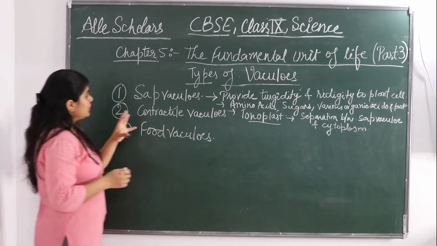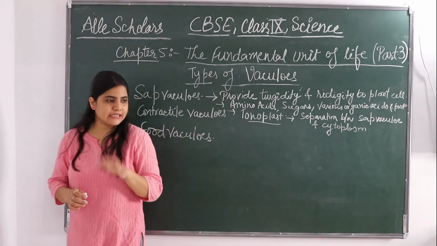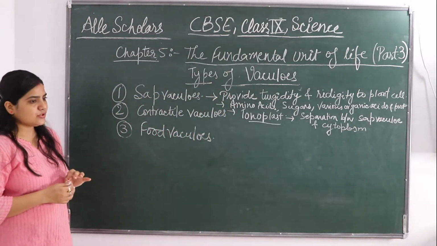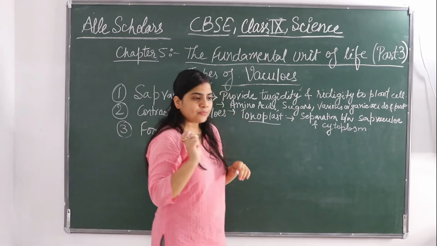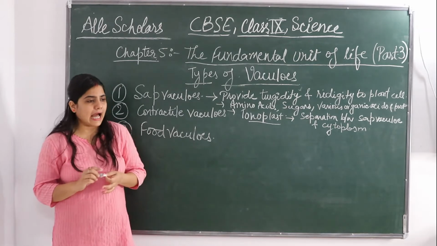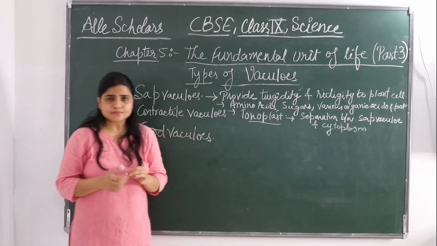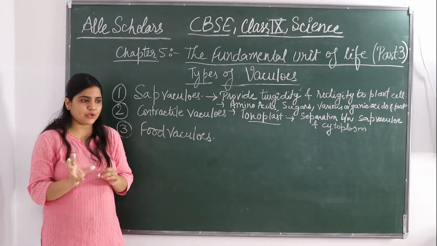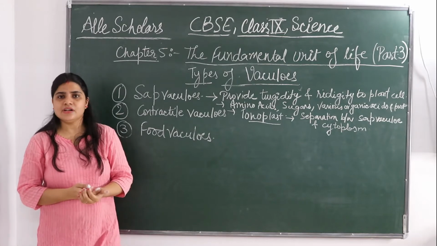Okay. So a number of sap vacuoles are found in the young plant cells and animal cells. What happens in mature plants? Small sap vacuoles combine together to form a large central vacuole.